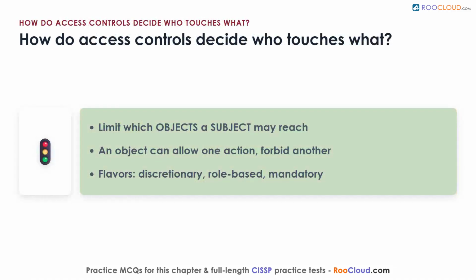How do access controls decide who touches what? Access controls limit which objects a subject may reach and what it may do with them. Access rules spell out which objects are valid for each subject, and even then, an object might allow one kind of action while forbidding another. Someone may read a file but not delete it. There are several flavors, including discretionary, role-based, and mandatory, which we explore in depth elsewhere in the series.